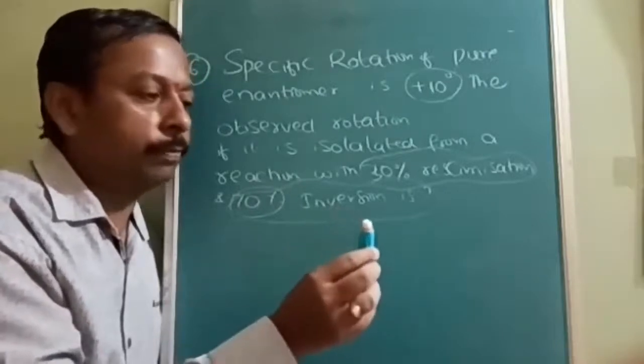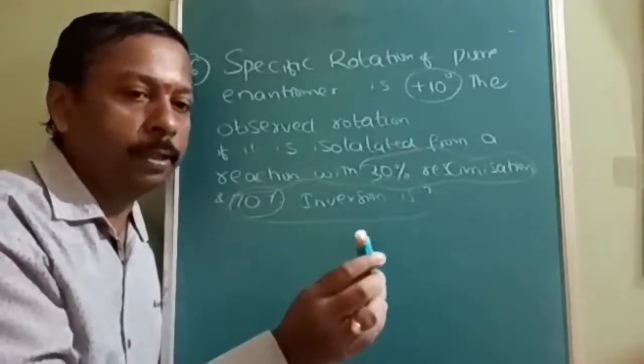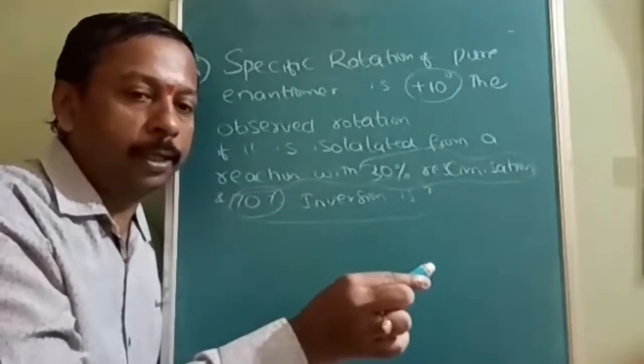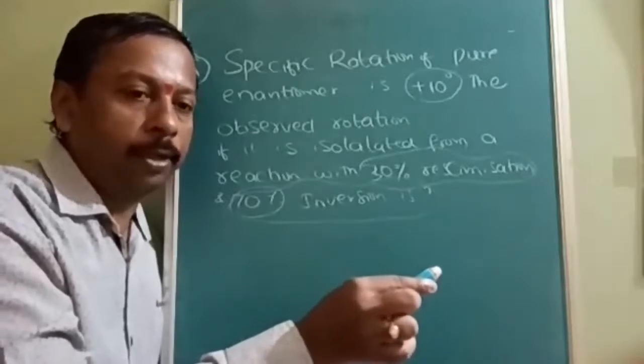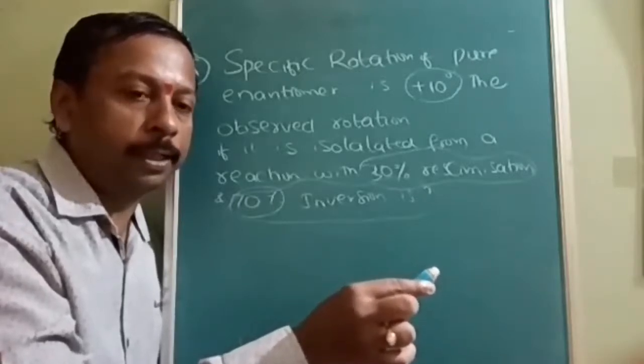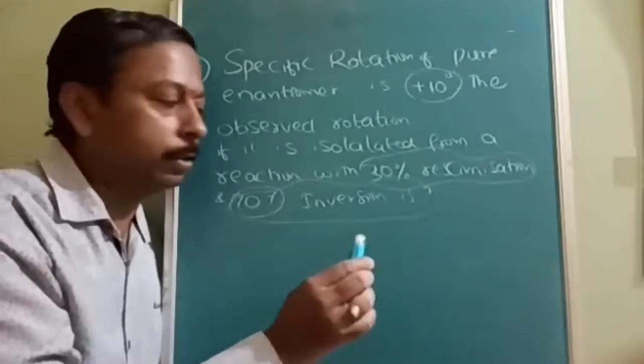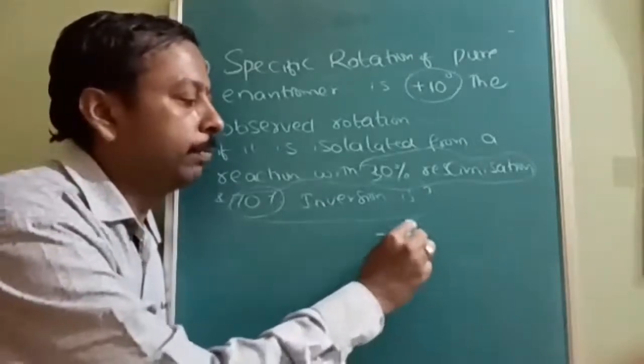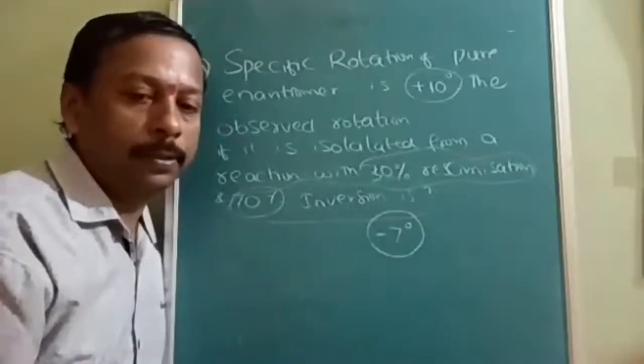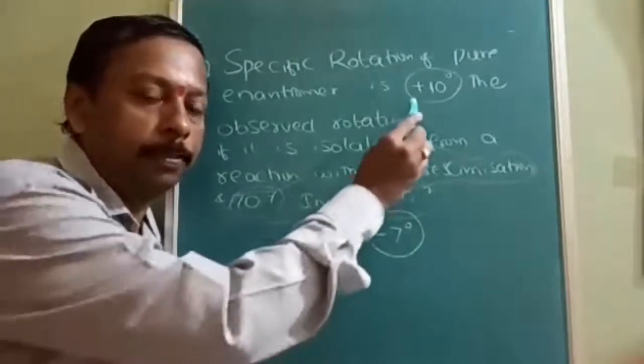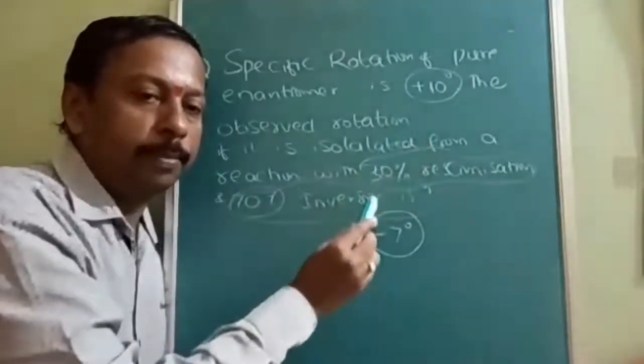70%. So instead of right side, which side will it go? Left side, 10 degree. Okay. But only 70% is left side. That means 7 degree left side. So 7 degree left side means minus 7 degree. Is it understood? Right side means plus 10. Left side means minus 10.